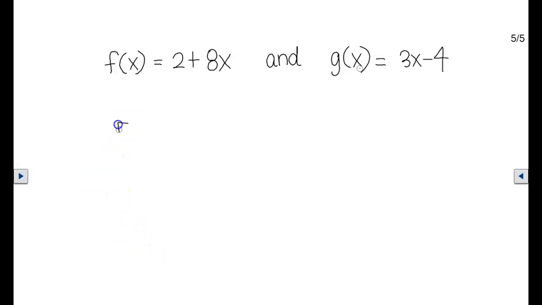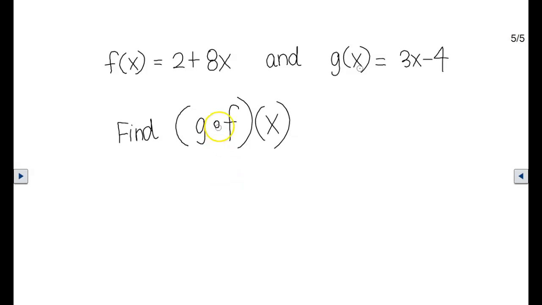Now, this time I'm going to change the way I write the composition. I'm going to ask you to find g with a little circle and an f, and you'll notice that's in parentheses, of x. Now, what I want you to know and understand is that this circle that you see right here is the symbol for finding a composition. So when you see g circle f of x, that actually means g of f of x.